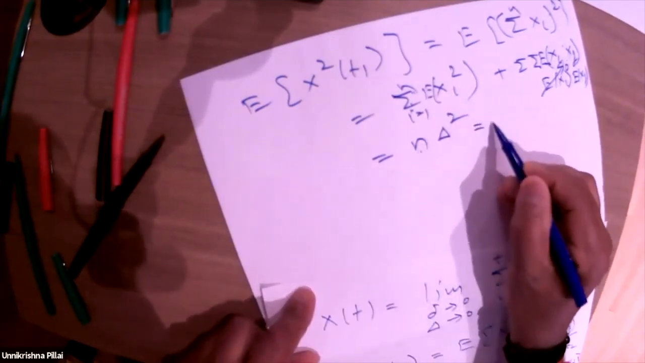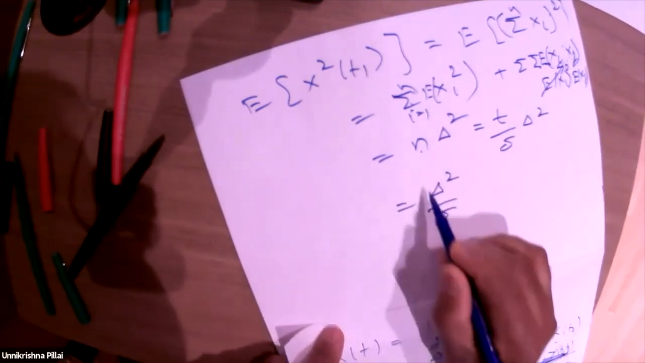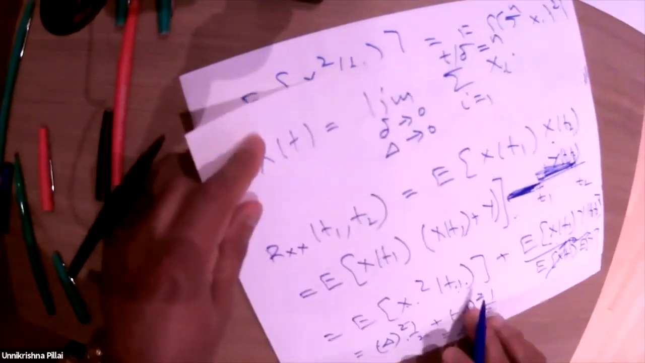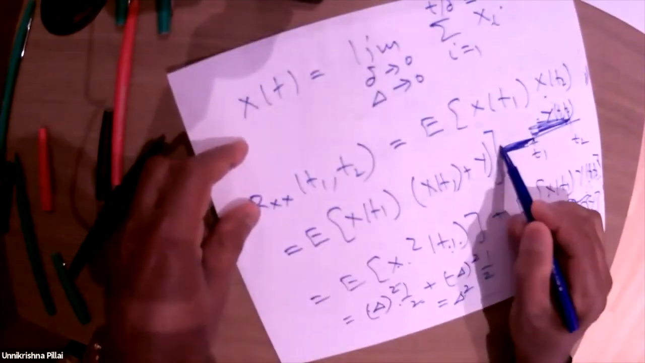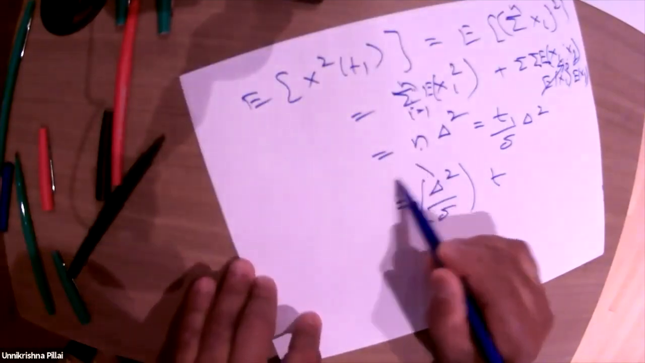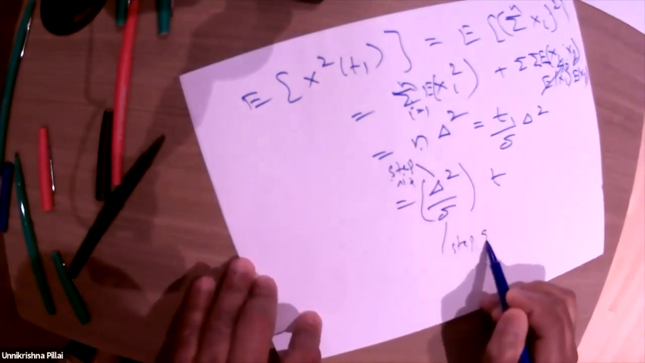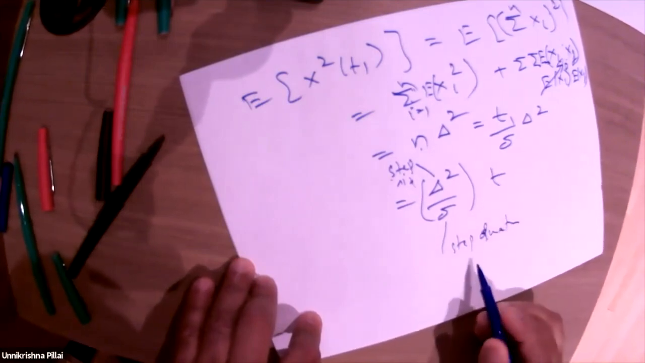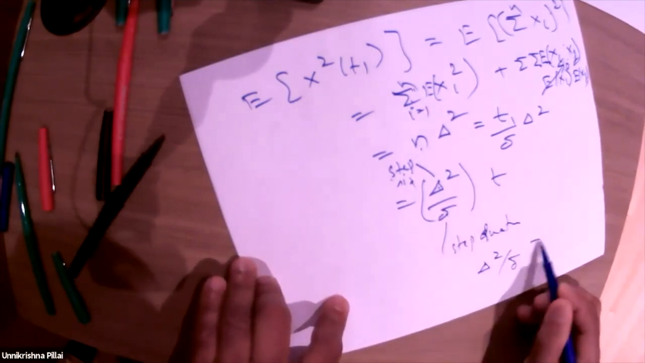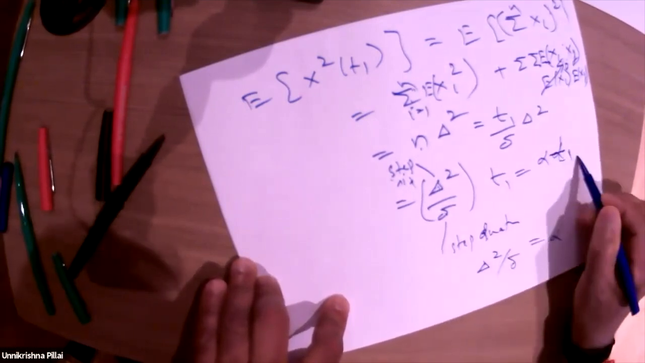And n is what? n is t over small delta. So this is t1, not t, t1, right? From zero to t1, zero is here. So remember, delta is the step size. This is the step duration. I'm going to assume that these are constants. I'm going to assume that delta squared over delta is some constant alpha, so that this is alpha T1. This is for T2 greater than T1.